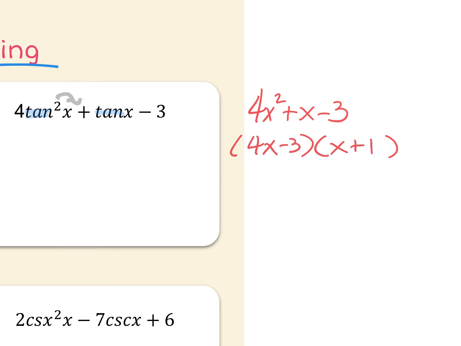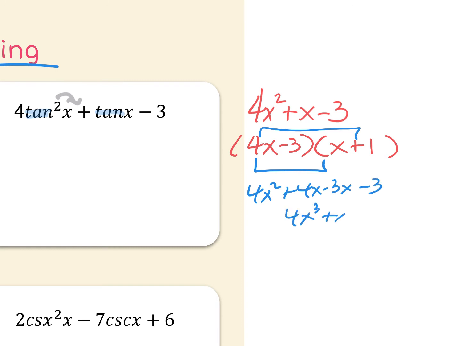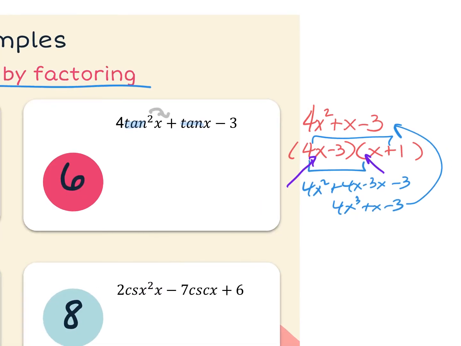Now, if you're going to guess and test, you need to FOIL this, and you need to double check that it works. So if I quick FOIL this, 4x minus 3x minus 3, it does go back to the original. So I did factor it correctly. Then what you'll do is squeeze in the word tangent in front of the x. So this factored form would be 4 tangent x minus 3 and tangent x plus 1. Again, the order doesn't matter.